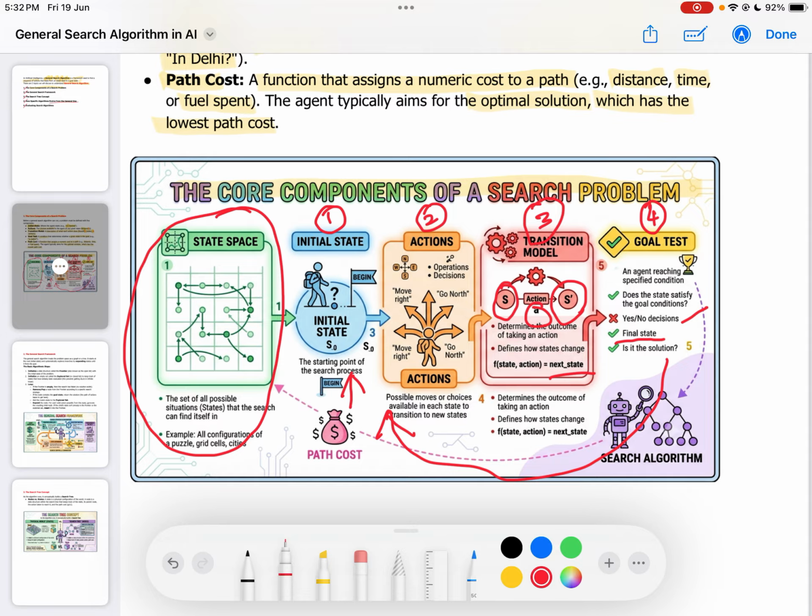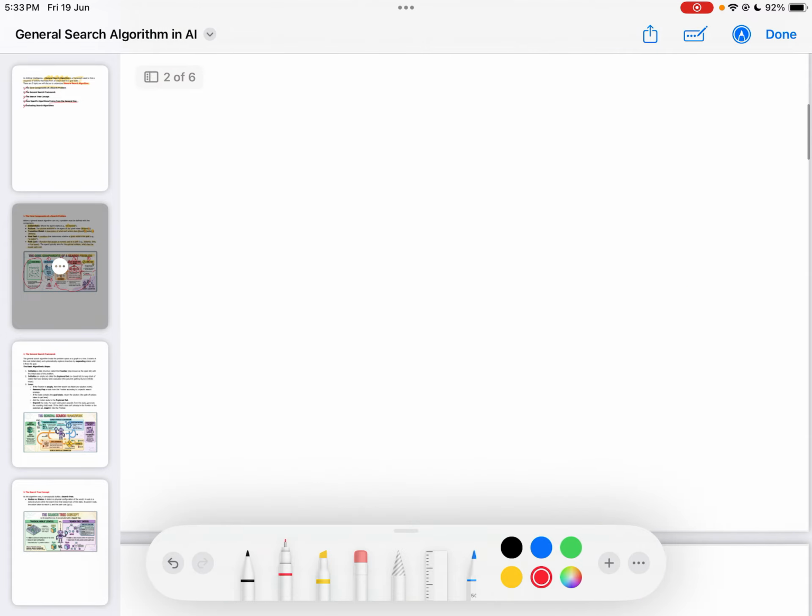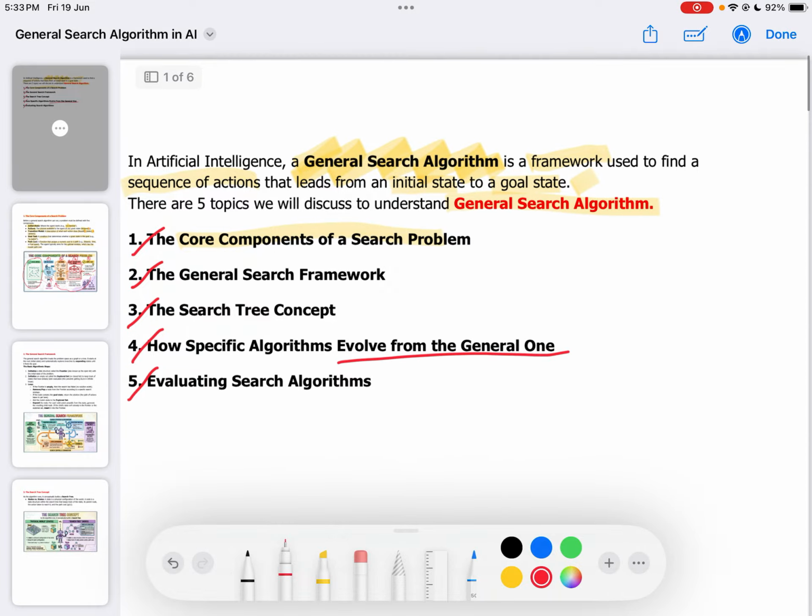In the coming videos, I'll explain the other topics, like what the framework is that we are using, what the tree concept is, the specific algorithms, and how we are evaluating search algorithms.